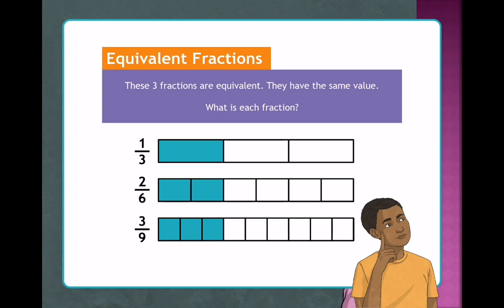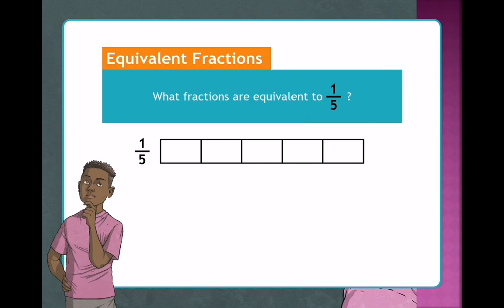3/9. So 1/3, if you want to make it equal to 2/6, what happened to the 1 to be 2? What happened to the 3 to be 6? We multiplied by 2, up and down. And also for 3/9, what happened? We multiplied the 1, the numerator, by 3, and also the denominator by 3.